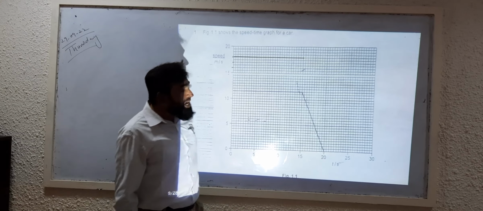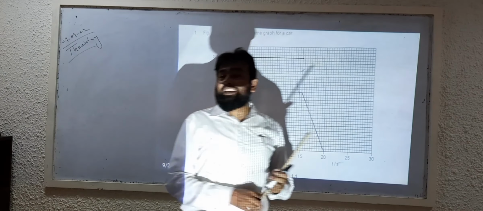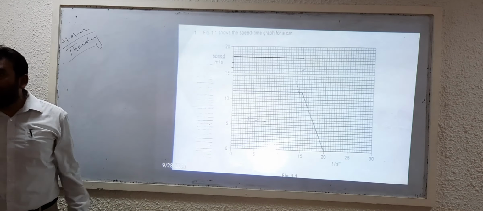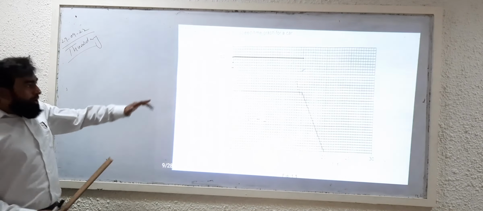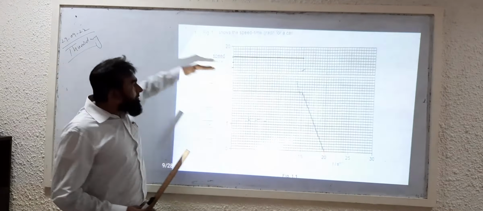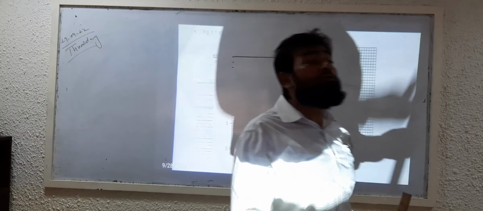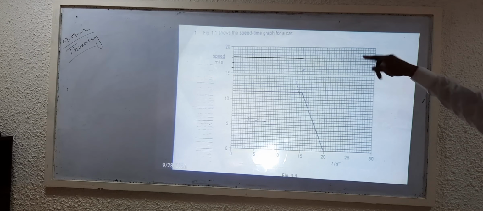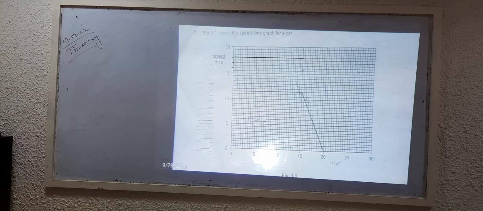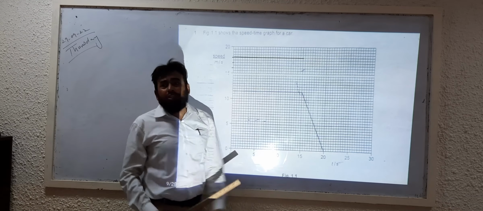Now here you can see how many marks this question is having? Two marks. It means the examiner wants to see two major things here. There are two portions of this graph. One portion is the horizontal line. He wants to see whether you have drawn the horizontal line for the constant speed or velocity. If you have drawn this line, then 1 mark will be awarded to you. Now the second mark is for drawing another line which must be parallel to this.